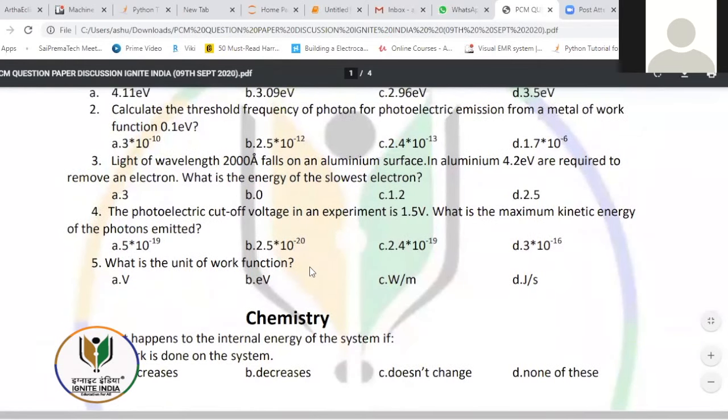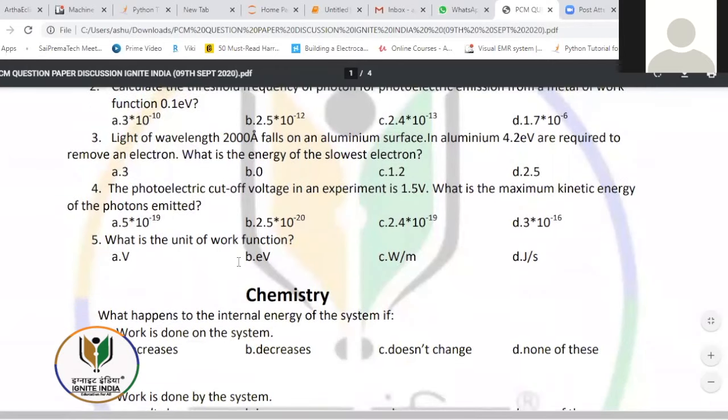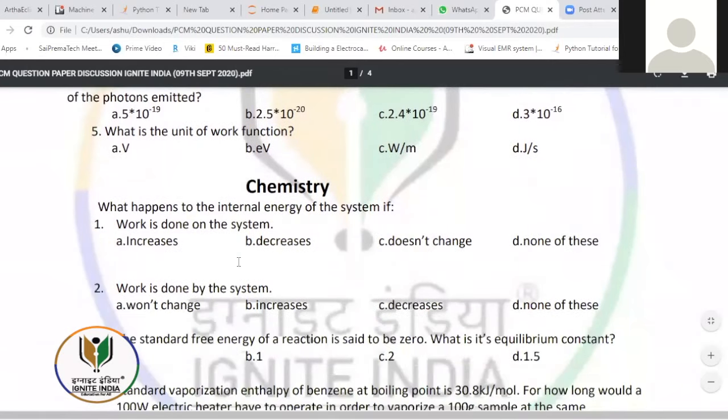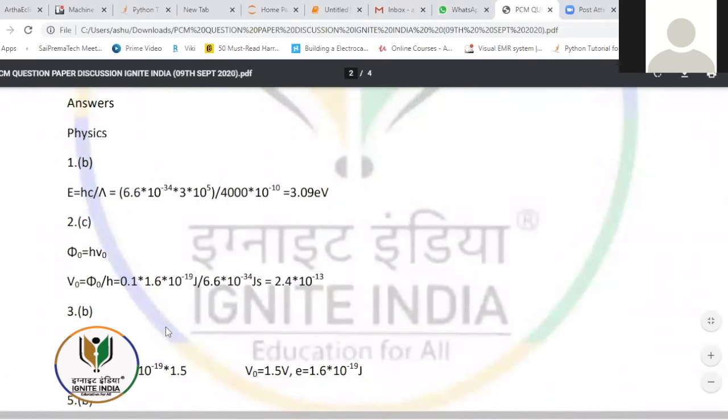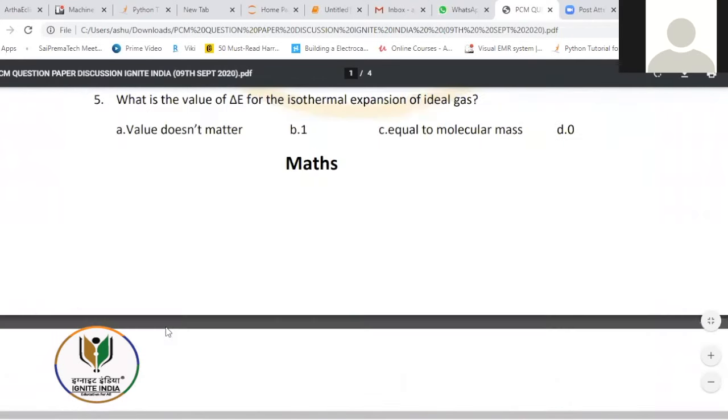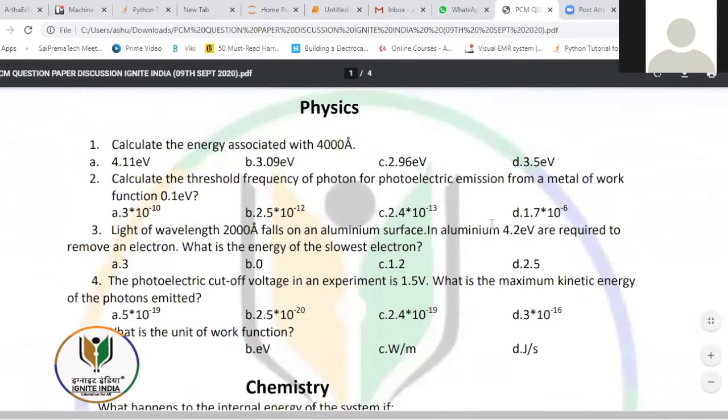What is the unit of work function? This is a pretty straightforward question. The answer is B, electron volt, which we have again seen in the previous question. Here they have given a work function of 1.1 electron volt, as in the previous questions. So you can directly answer that.